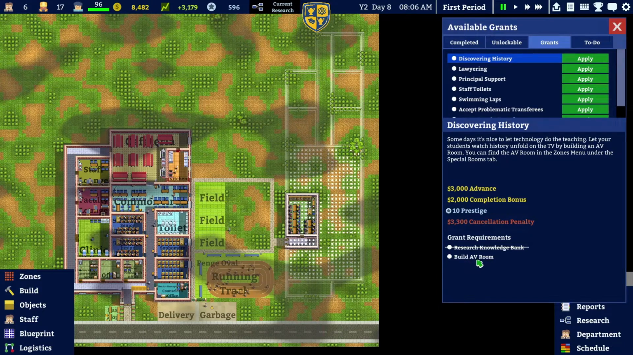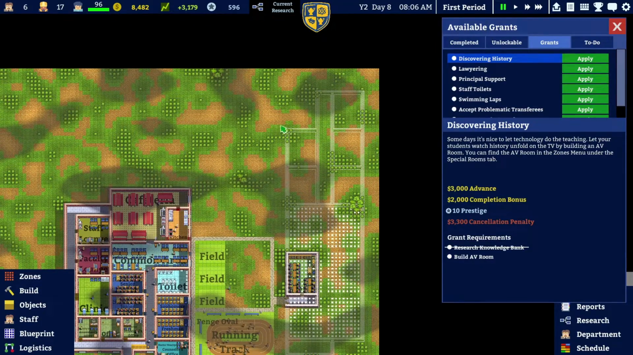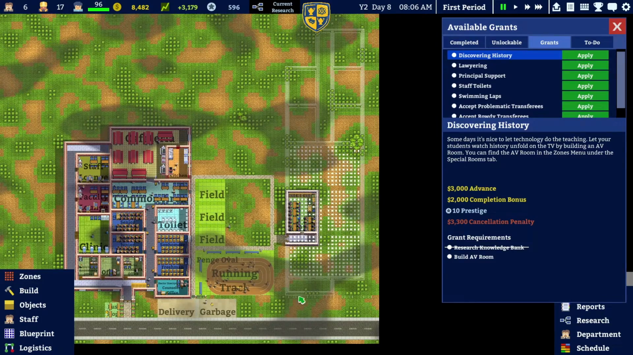This got added in one of the previous updates, not the Alpha 4 version that we're on now, but a previous one. But there is an AV room, and I would like to get one of those in. I mean, maybe could one of those go in somewhere over here? I kind of feel like they would be near a library of some description. I don't know. We'll have to have a look at that.